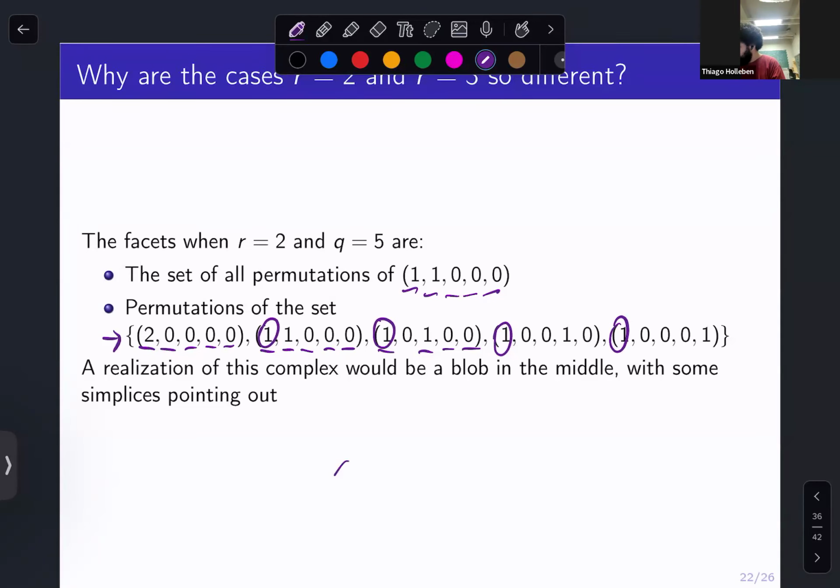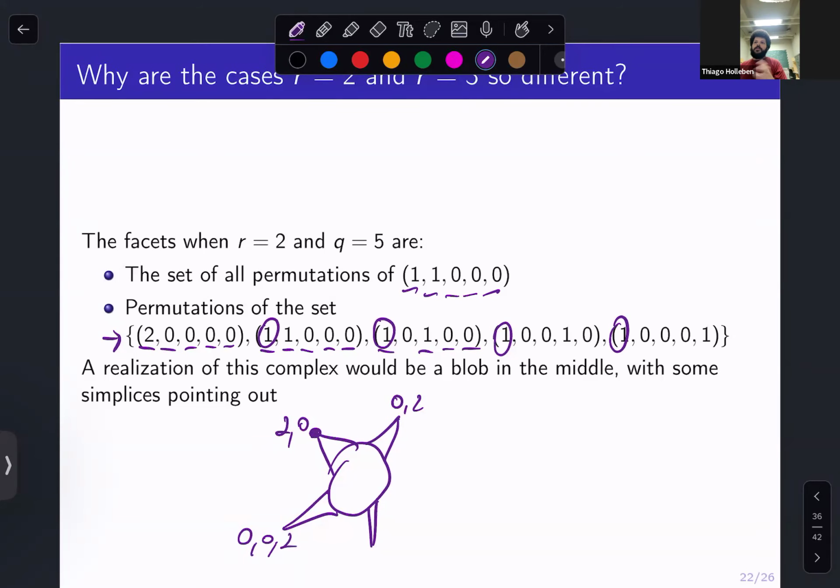So the picture we should have is that there's a blob in the middle, which are the vectors that only have ones. Then you have these pointy things pointing out, where the pointy thing here is a vector starting with a 2. This one would be 0, 2. This one would be, I don't know, 0, 0, 2, and so on.